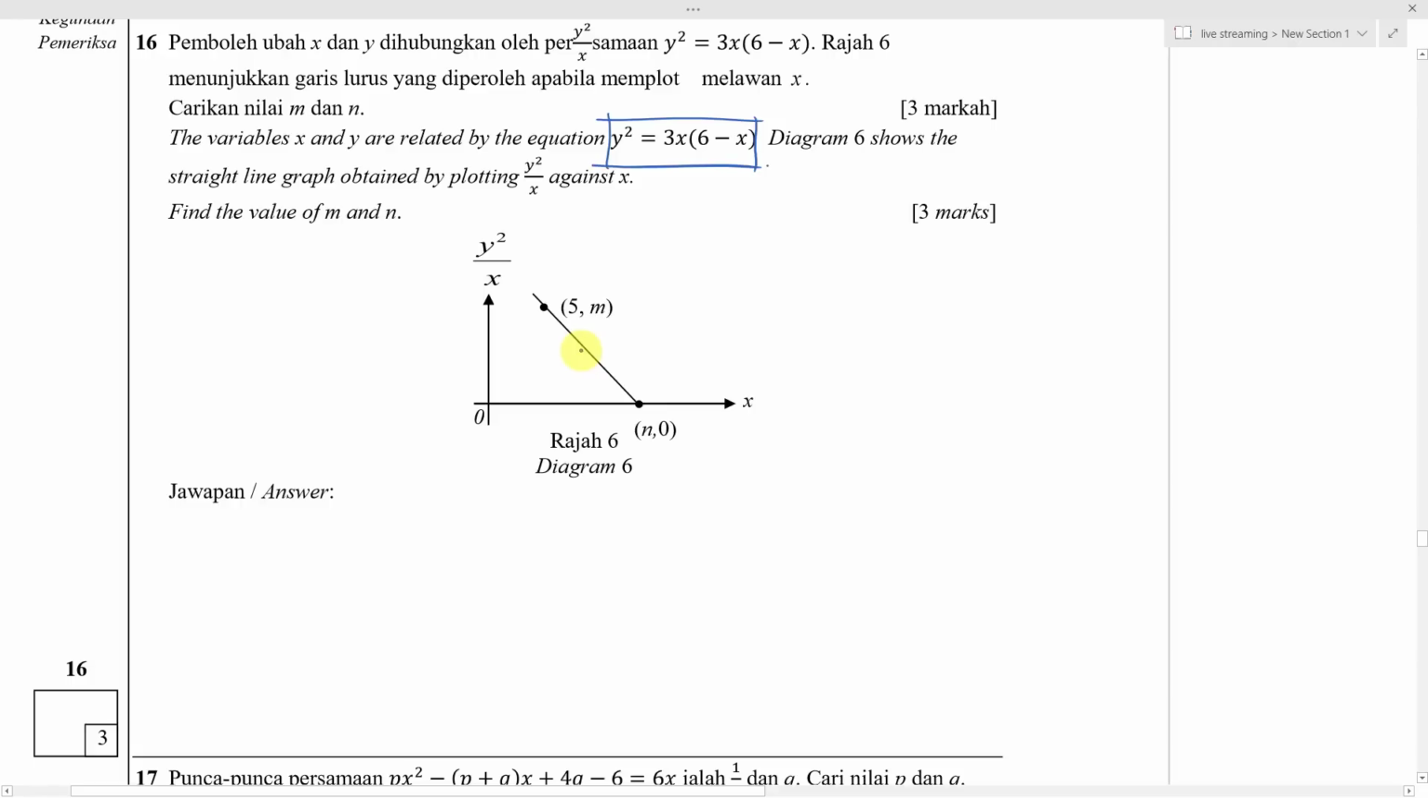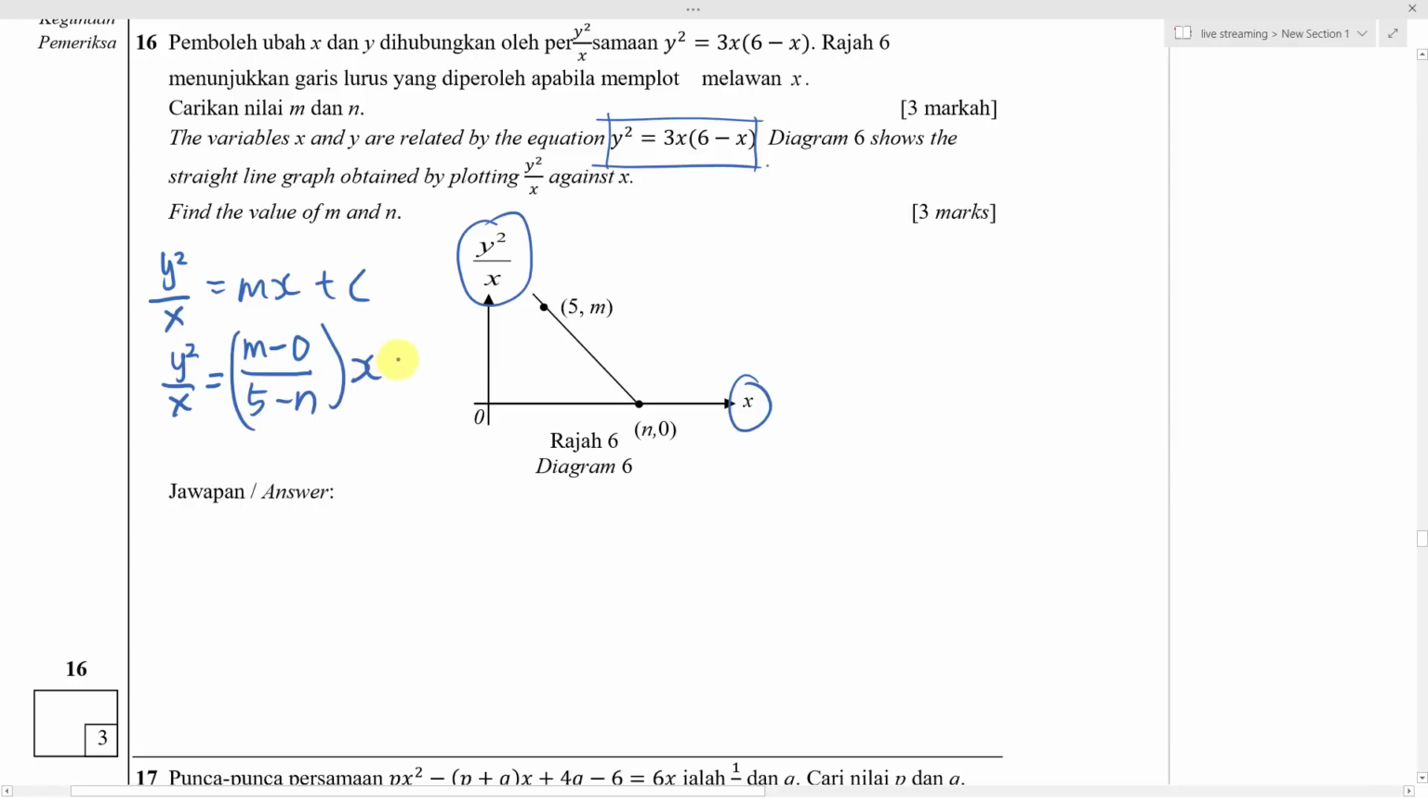Normally, I will form one equation from the diagram itself because I know y equals mx plus c, right? My y right now is y squared over x, so I change it to y squared over x. My x right now is just x. Alright, I can find my gradient easily, which I have 2 coordinates here, isn't it? So I will say the gradient is m minus 0 over 5 minus n, times x plus c. Alright, this is the thing I can get over here.